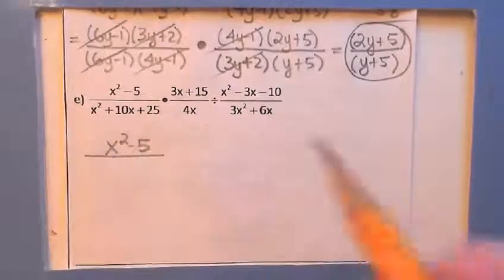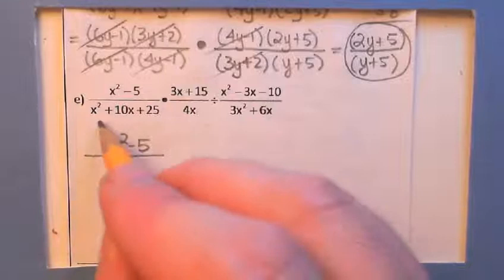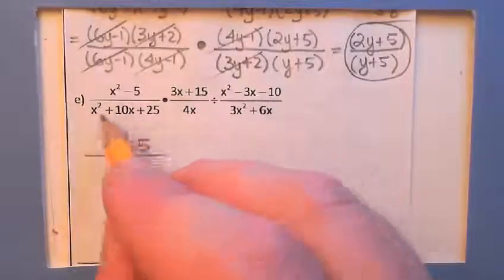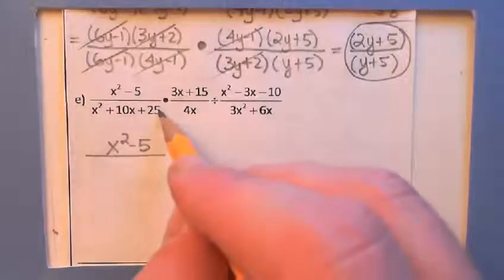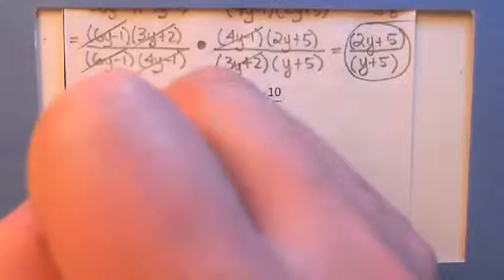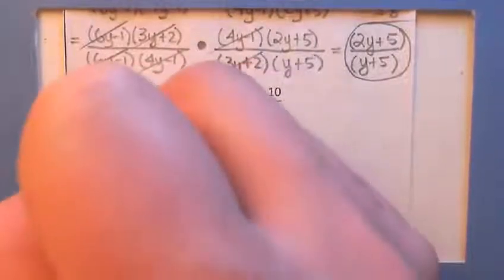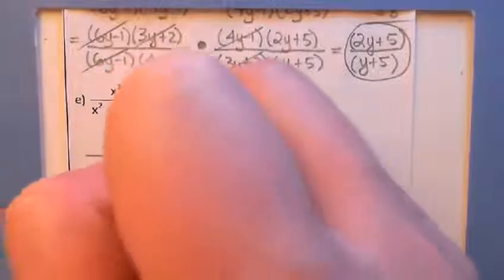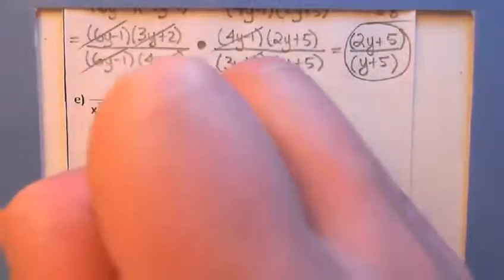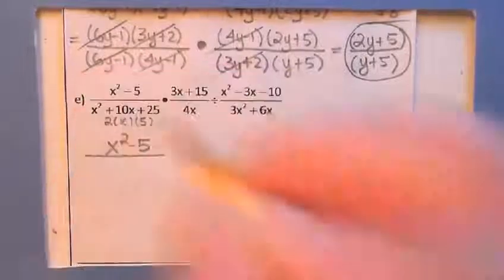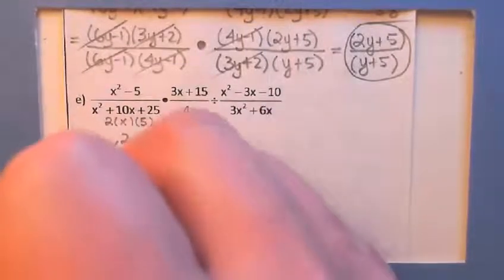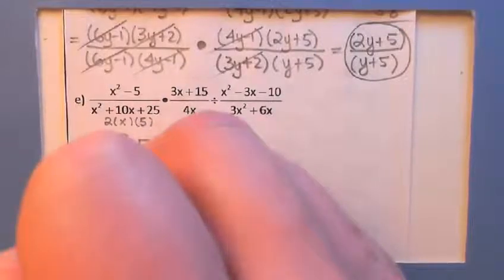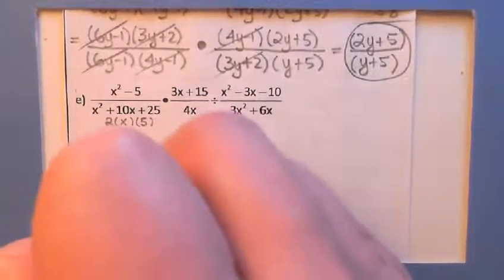Alright, let's do the next one. Can I factor this? Is there a number that goes into all three terms? No, there isn't. Can I use special factors? Yes. This is a perfect square. This is a perfect square. Let's do the final check here. The square root of the first is x. Square root of the last is 5. 2 times x times 5 is 10x.